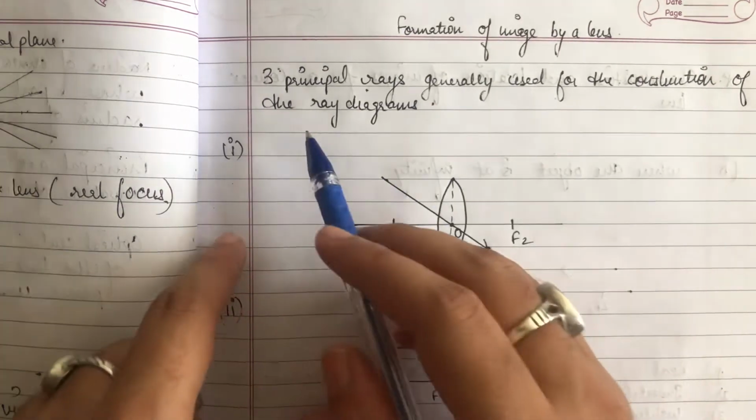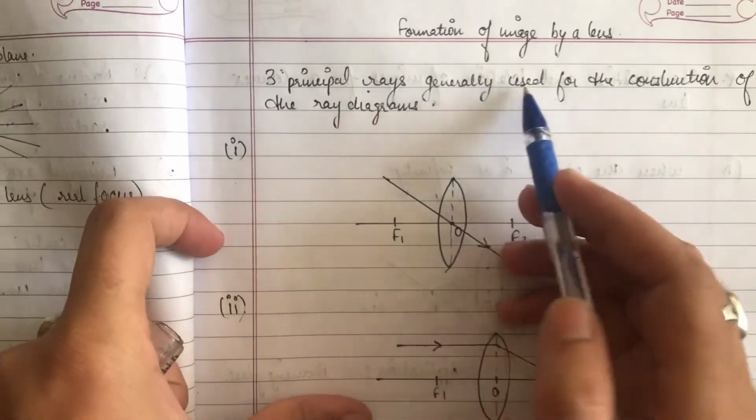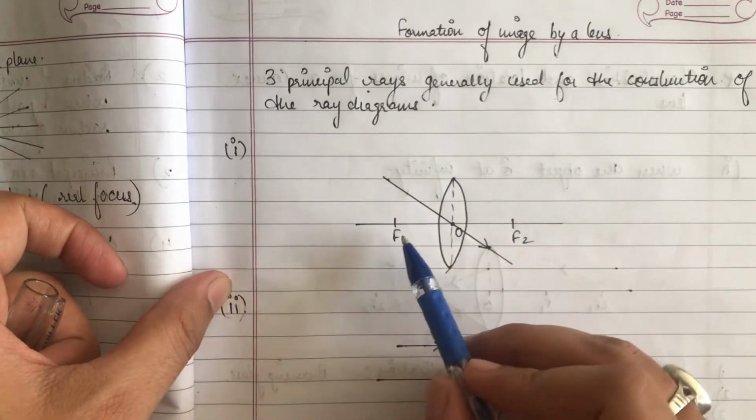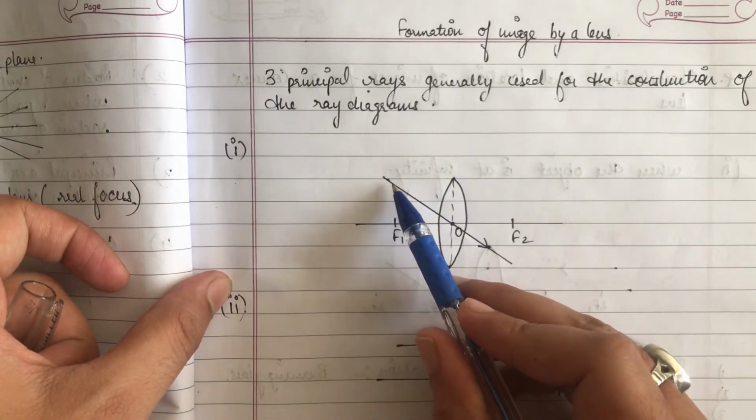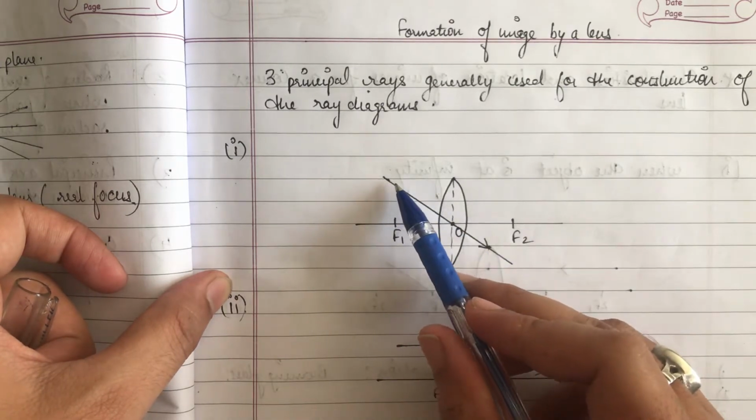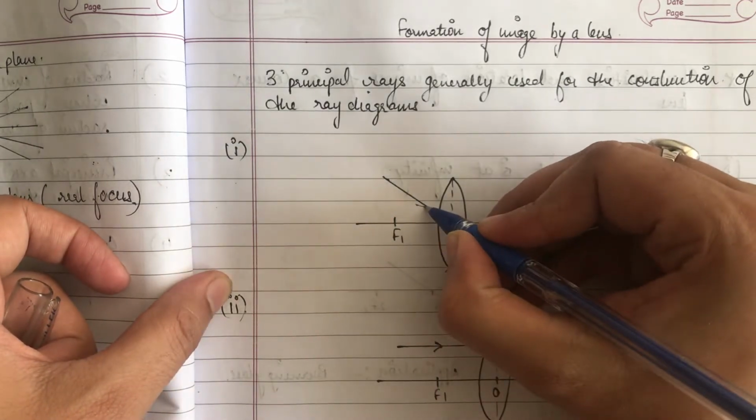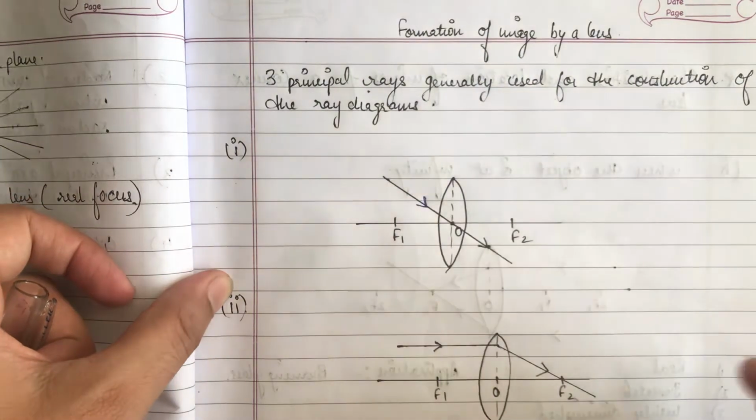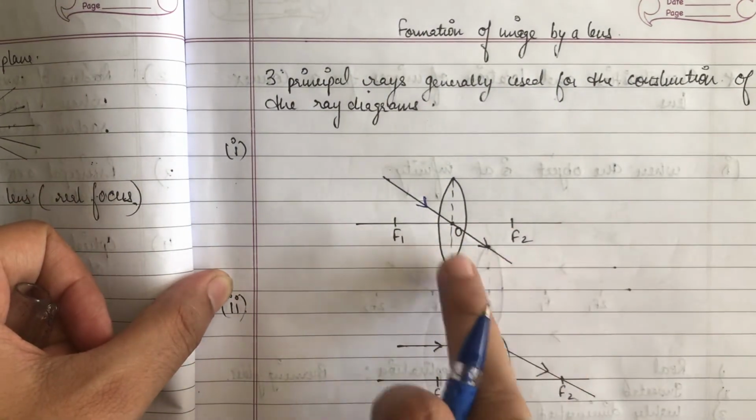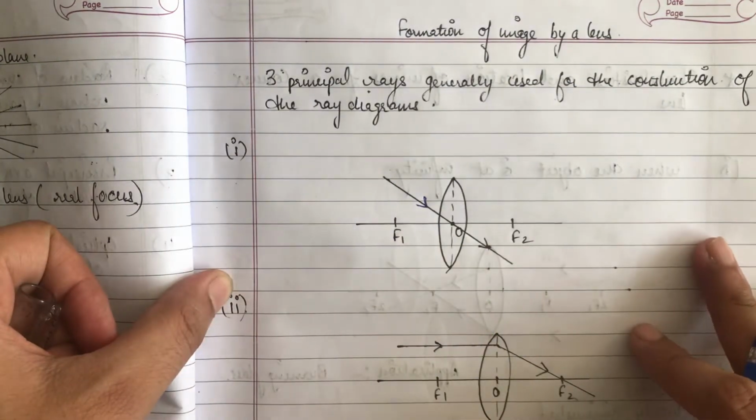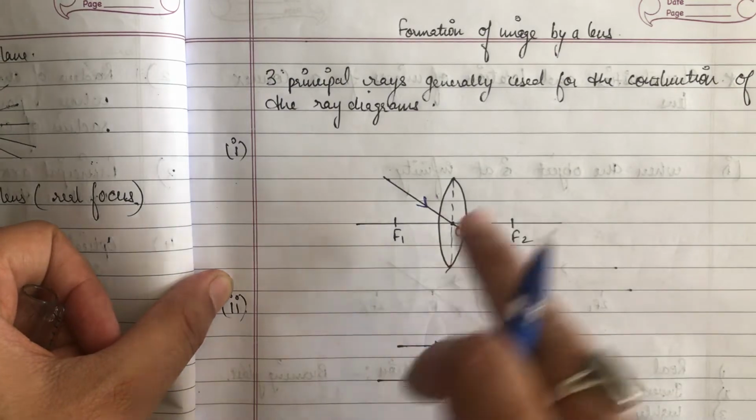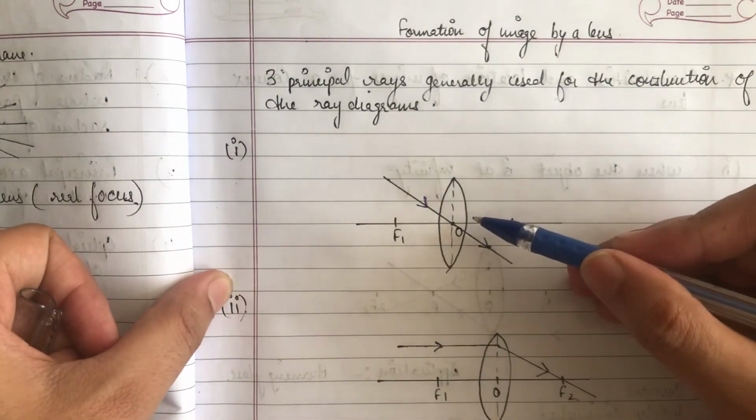First, there are three principal rules generally used for the construction of ray diagrams. First rule: if a ray of light passes through the optical center, it goes undeviated. This is our first rule. This is our principal axis, this is the first focus, this is the second focus, this is our optical center. As I've already told you, I'm telling you all these rules with the help of a convex lens.